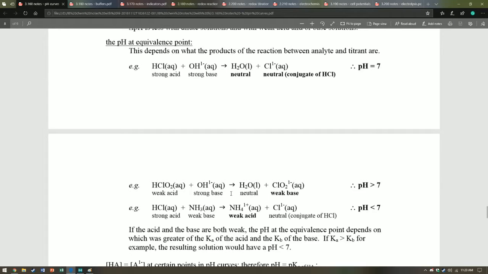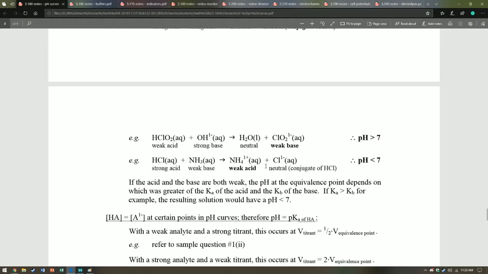We know that this is neutral, and since these are conjugates and this is a weak acid, its conjugate weak base does have significant acid-base properties, and since it's a base, it is a pH that's greater than 7. Similar logic can be used to deduce that the pH is less than 7 here.